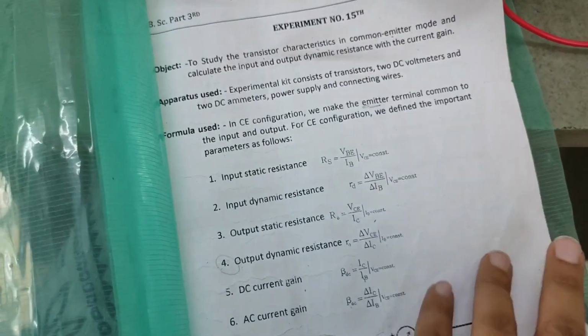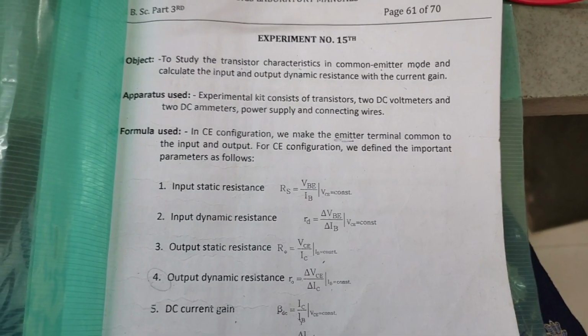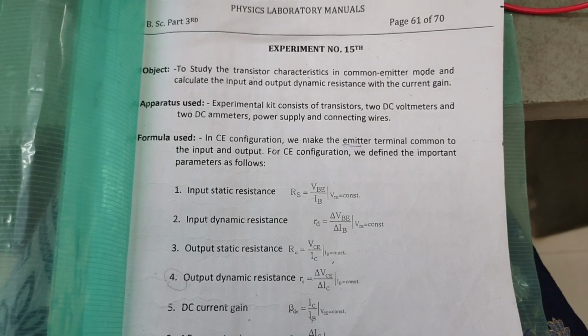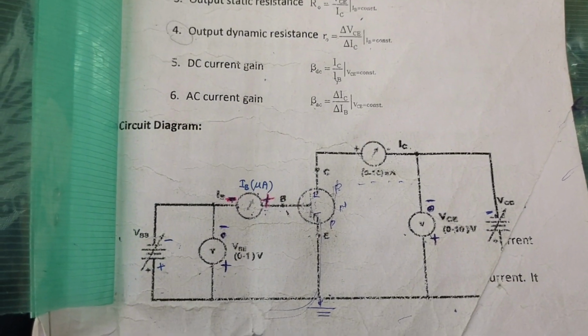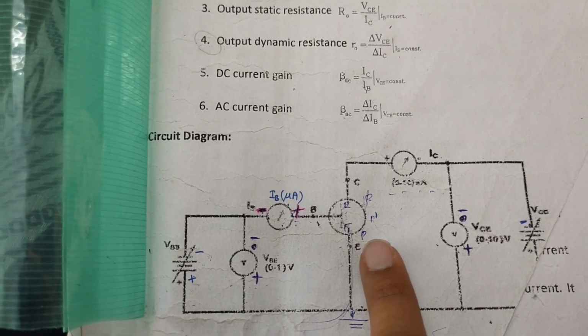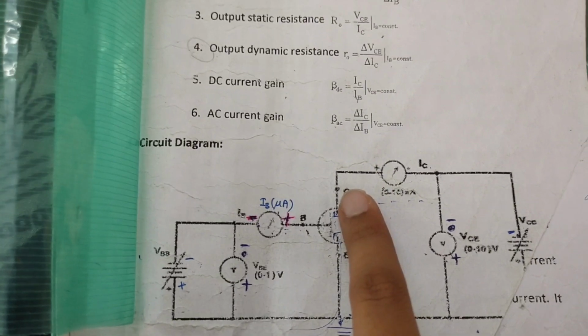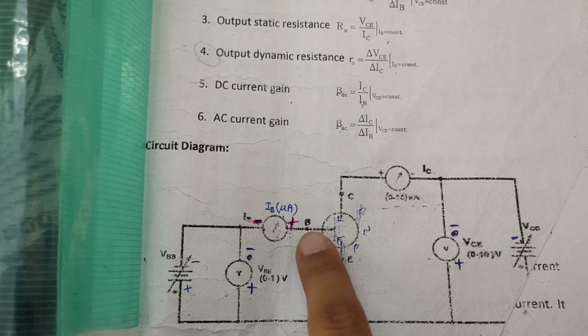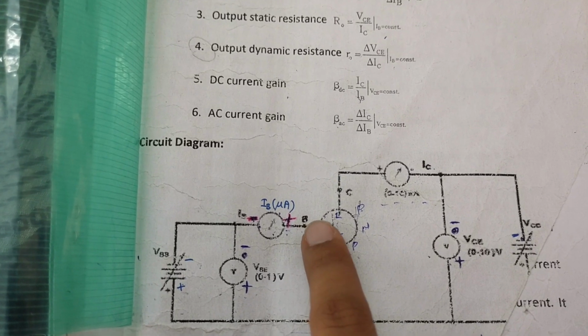So this is the circuit, and this is the experiment: transistor characteristics in common emitter mode, and we have calculated the input and output dynamic resistance. A transistor is a device. It has 3 terminals: emitter, base, and collector. Emitter is heavily doped and is of moderate size. Collector is slightly doped and is of large size. Base is lightly doped and it is of very small size.